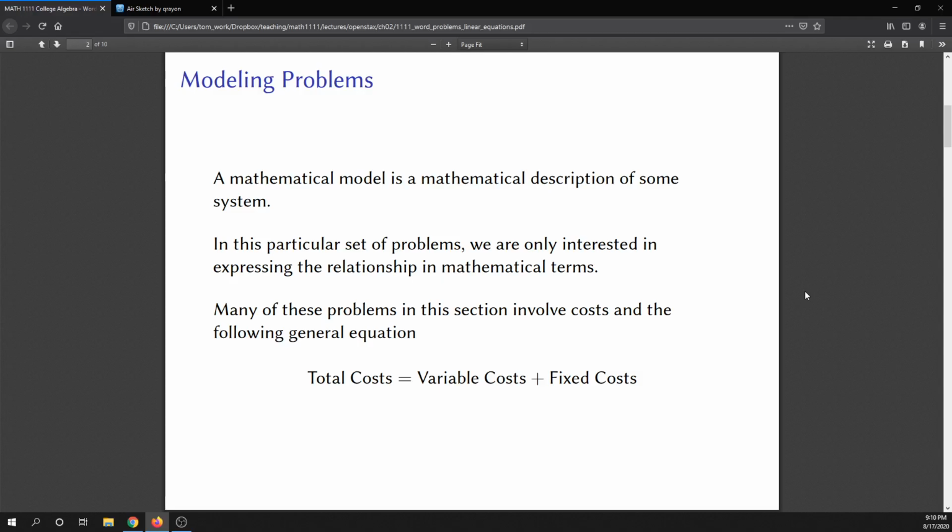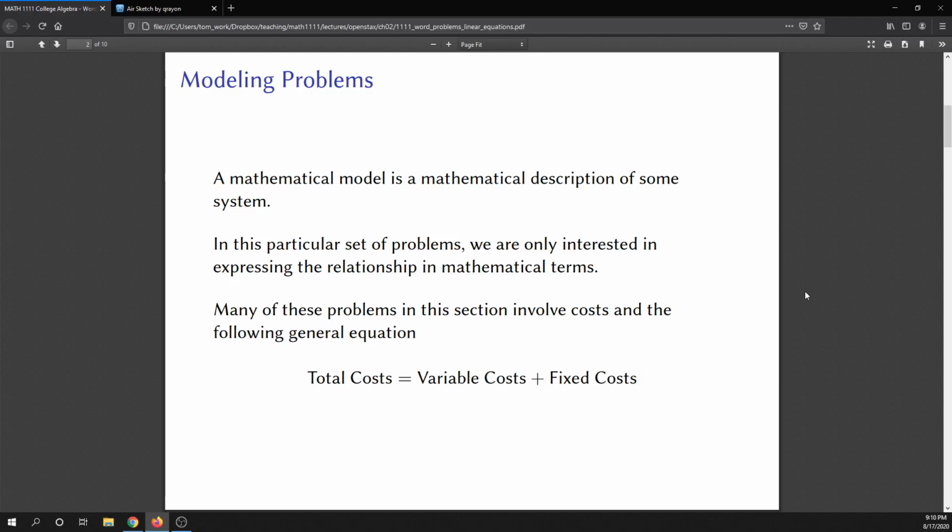What we want to do is to express some real world relationship in mathematical terms, and that will let us solve, hopefully, the problem and get the answer. So one part of these word problems is translating something that's written in a natural language, English, into a math language. That takes some practice and work.